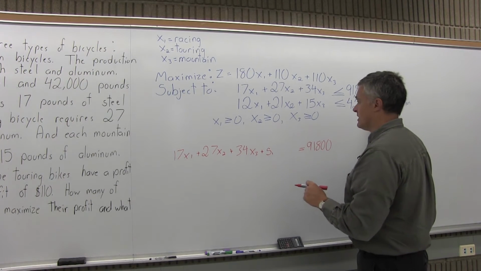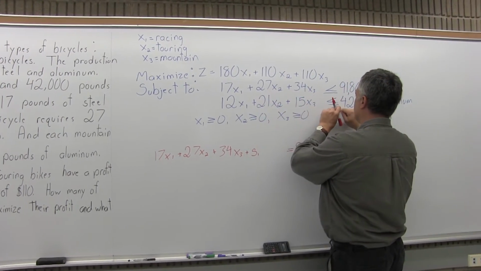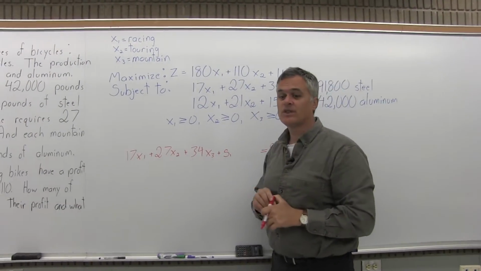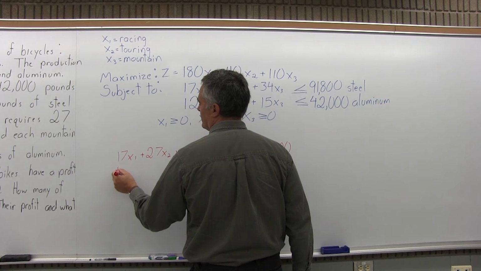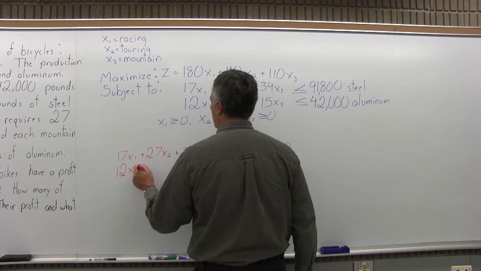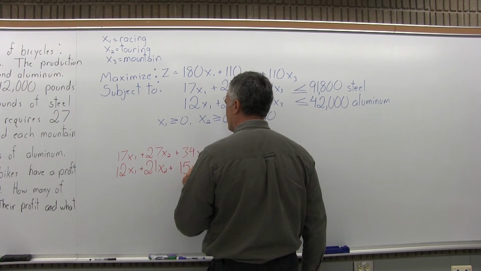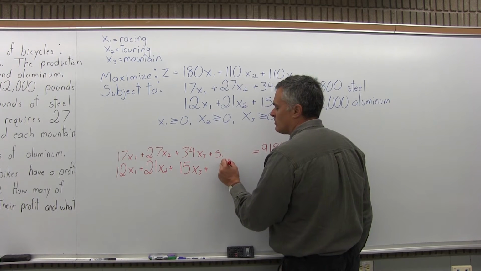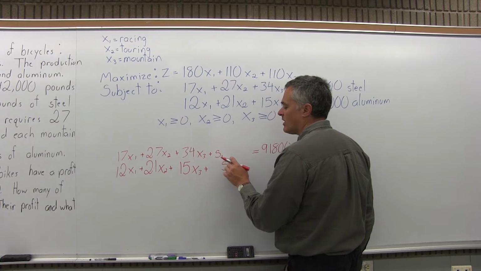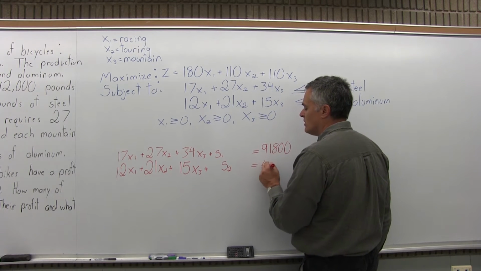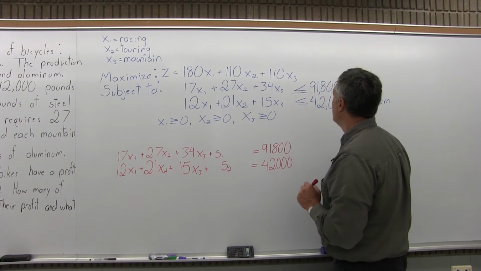The second constraint for the aluminum, which is 12X1 plus 21X2 plus 15X3 is less than or equal to 42,000. I have to convert that also to make it equal to 42,000. So the equation I'm going to make from that is 12X1 plus 21X2 plus 15X3 plus, and now I space over a little bit and I put plus S2. I don't want the S1 and S2 to be right over and under each other. Different variables. And now I'll put equals 42,000 instead of the less than or equal to that it was.